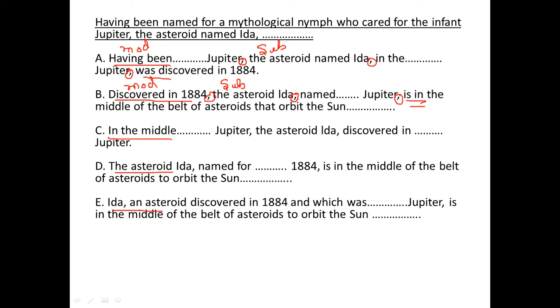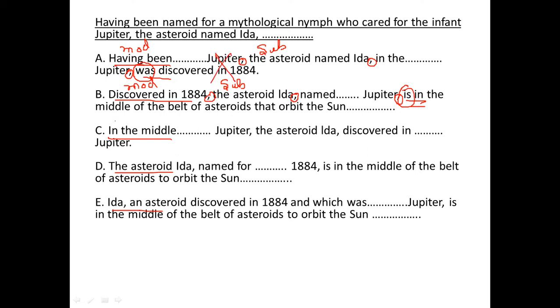So here if you see, in A it says "was discovered", and here it says "is in the middle of". So is this simple present tense? We use simple present to state facts, and we are talking about a fact. So we need simple present in the main verb. We don't need simple past as the main verb. Eliminate A.